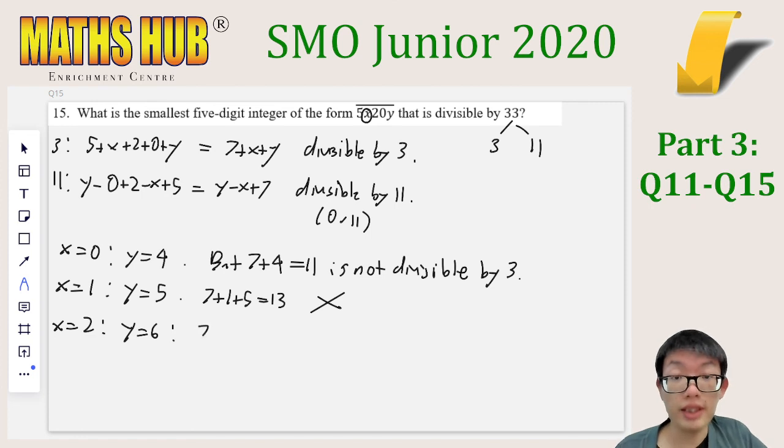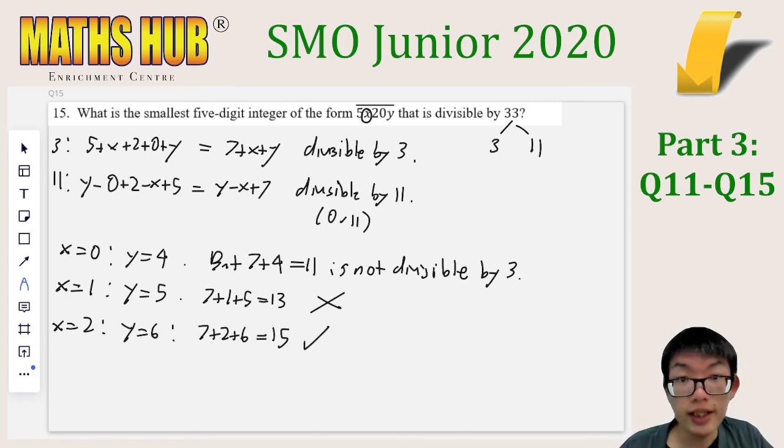Indeed, now it does give us a valid sum. 15 is divisible by 3. So therefore, this is the smallest one, and the 5-digit integer would be 52206.